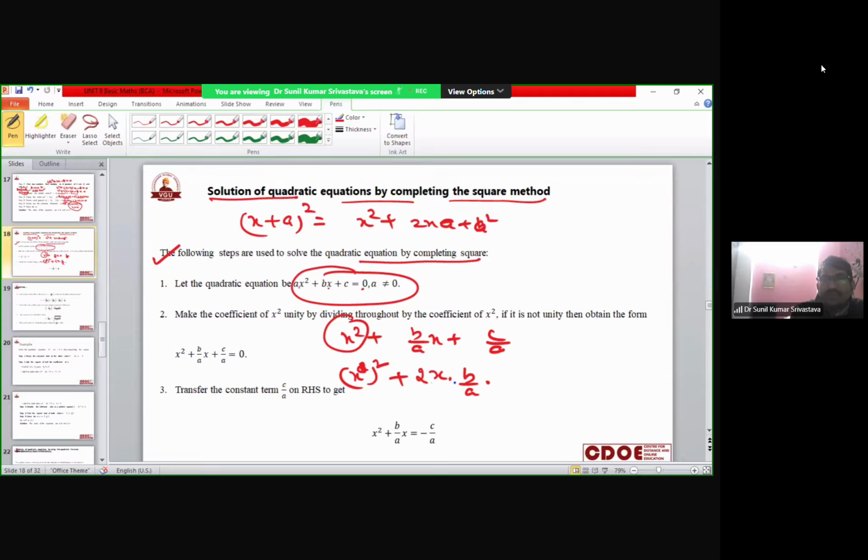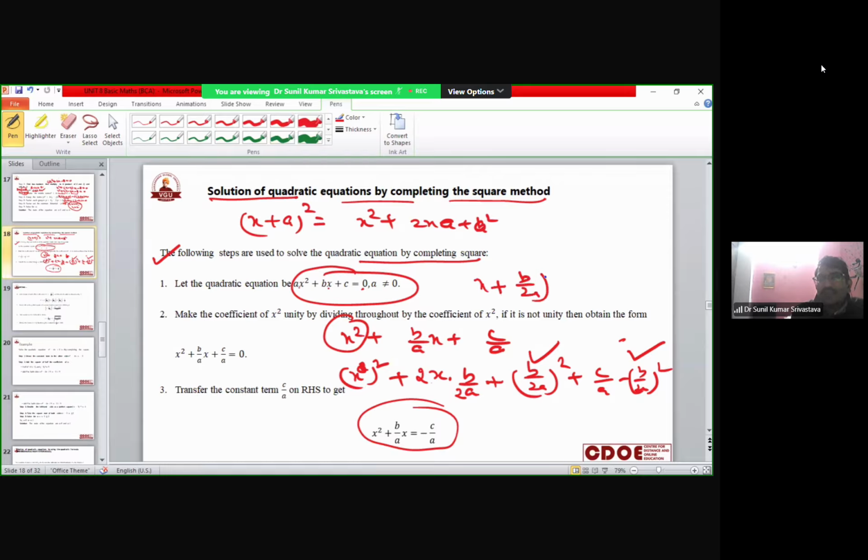It should be 2ab, so b upon 2a should be written here, because we have added here 2ab. So we write (b upon 2a) whole square, and plus c by a minus (b upon 2a) whole square, because we have written this extra, so to balance we have to subtract the extra. So it can be written in the form x square plus b by a x, and its left hand side becomes x plus b upon 2a whole square.